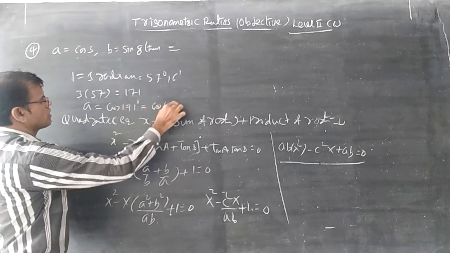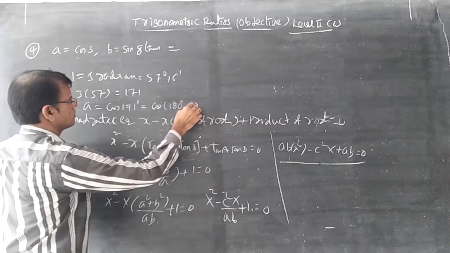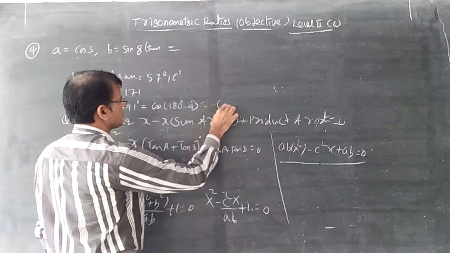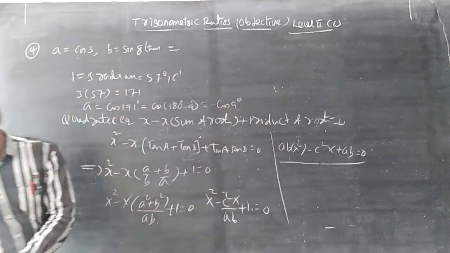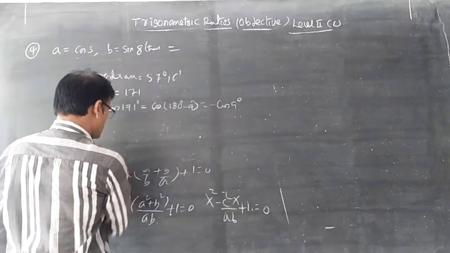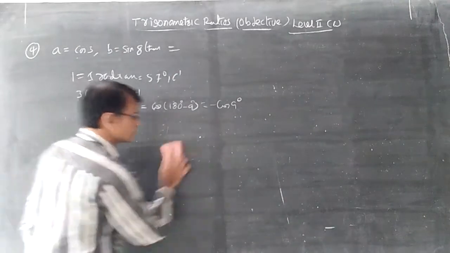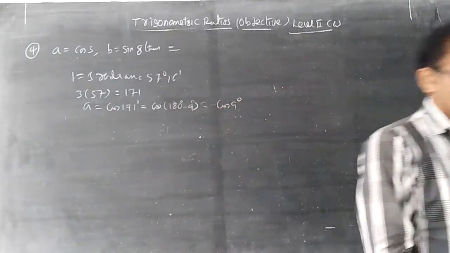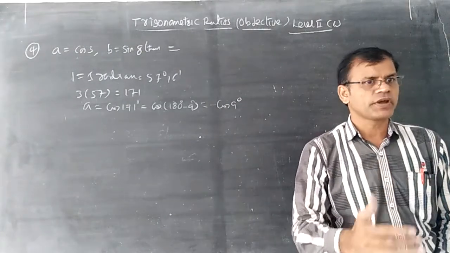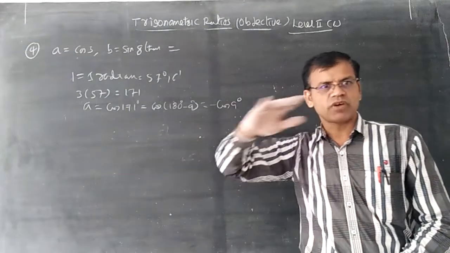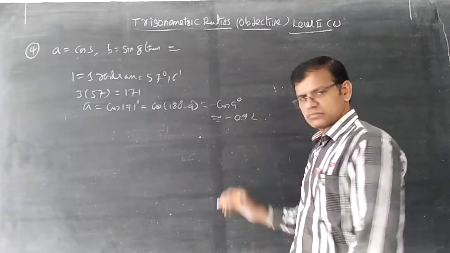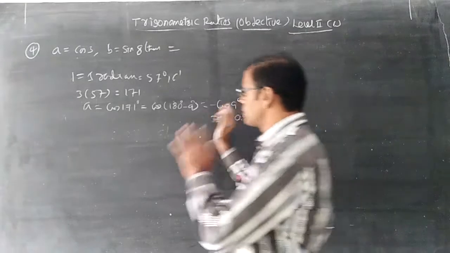You can understand this is cos of 180 minus 9 degrees. So minus cos theta, it is minus cos 9 degrees. Keep aside. What is the value of cos 0, students? 1. What is the value of cos 30? Root 3 by 2, 0.866. So it is a decreasing value. Approximately this is minus 0.99, like this. Keep aside.